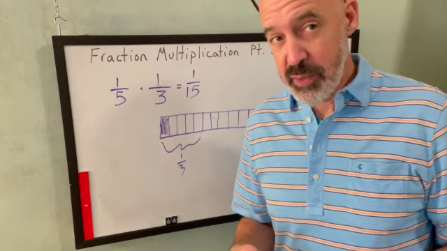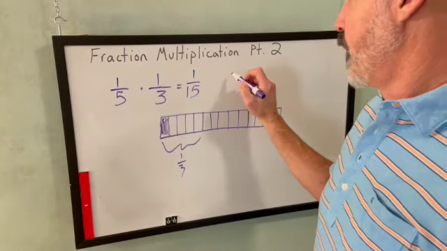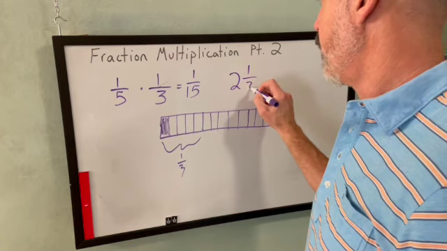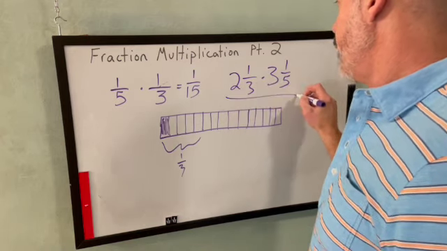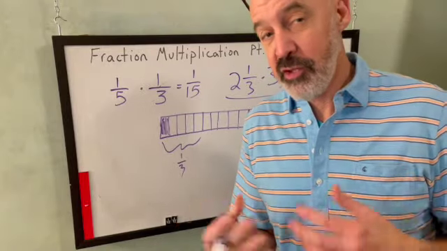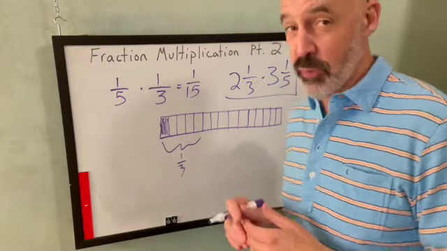In part 3, we'll work on mixed numbers like 2 1/3 times 3 1/5, and make sense and look at some easier ways of doing these problems than what you might think.